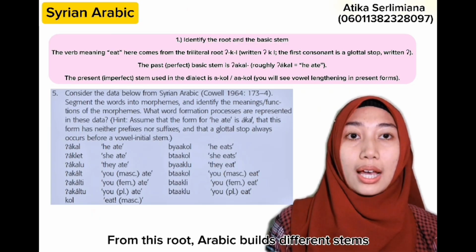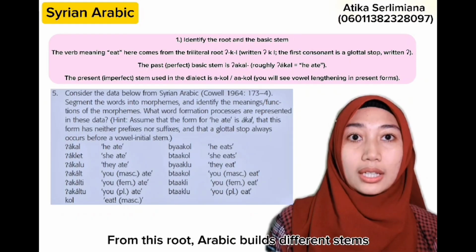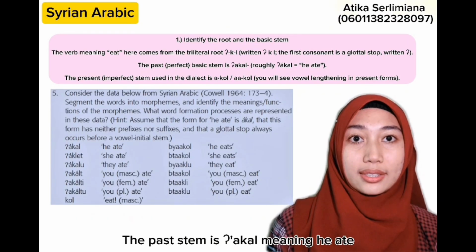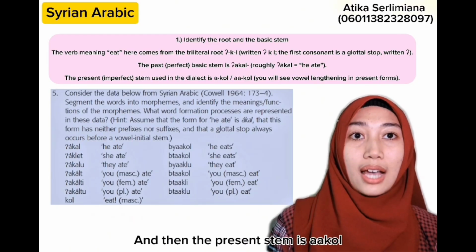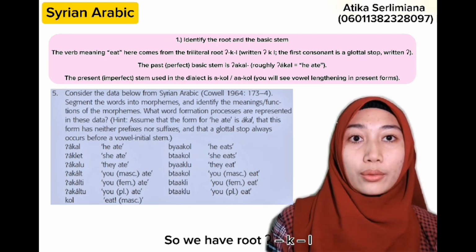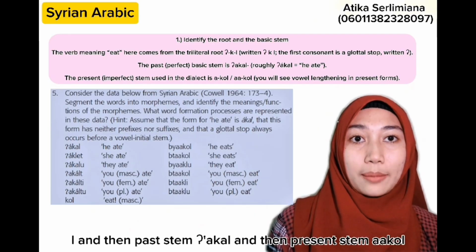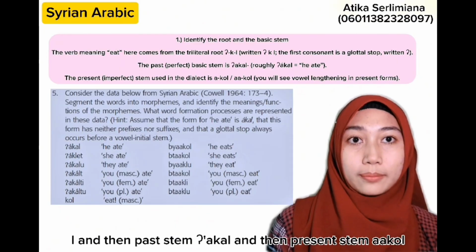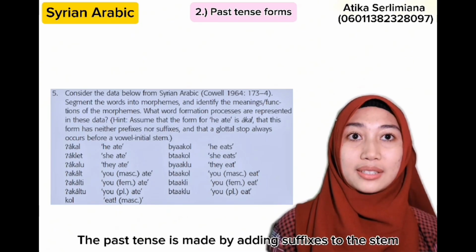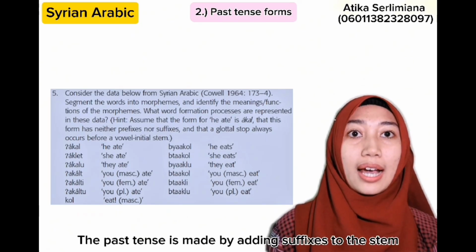From this root, Arabic builds different stems. The past stem is akal, meaning he ate. And then the present stem is akul because the vowels change in the present tense. So we have root glottal KL and then past stem akal and then present stem akul. Alright, for past tense forms, the past tense is made by adding suffixes to the stem akal.